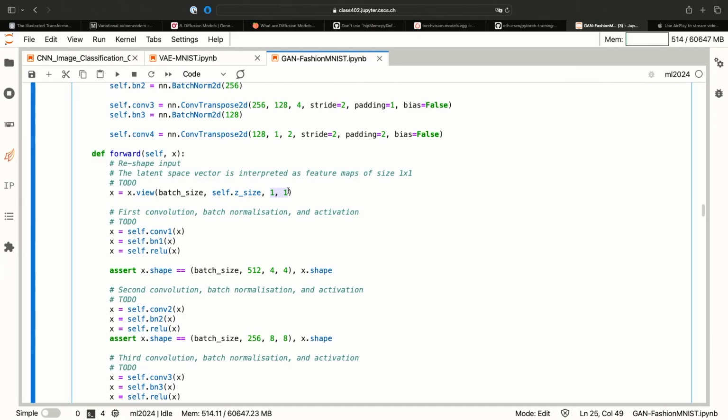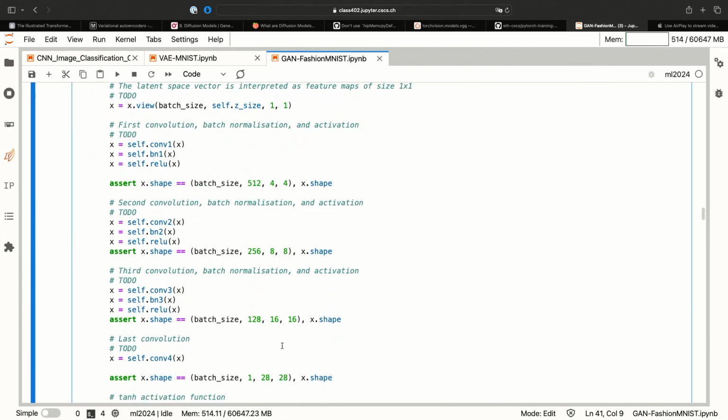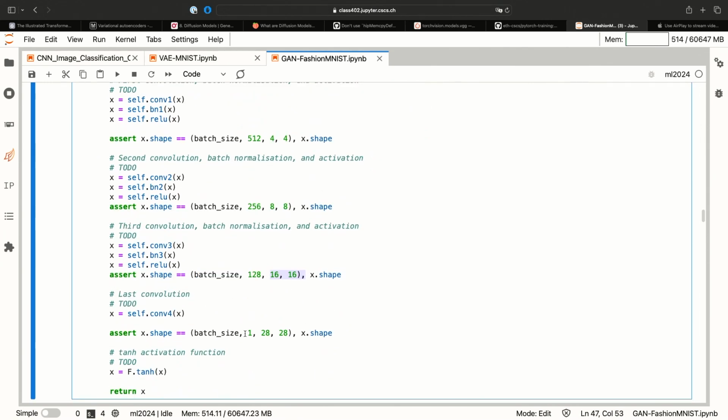So essentially you reshape, you have exactly the same number, but the way you interpret it is no longer a single linear vector, but as Z-size feature maps of size 1 by 1, which is the same thing. But then you can apply the convolution operation to this 1 by 1 image and then make it 4 by 4, 8 by 8, 16 by 16, and finally in the last layer, 28 by 28, which is your image output. Is this clear? Do you have questions?